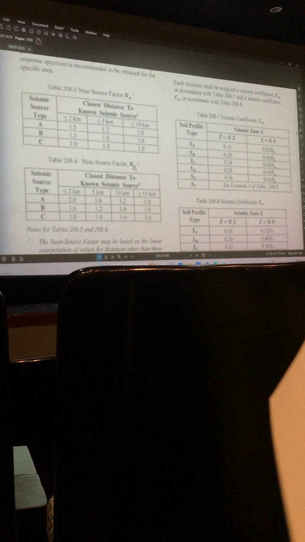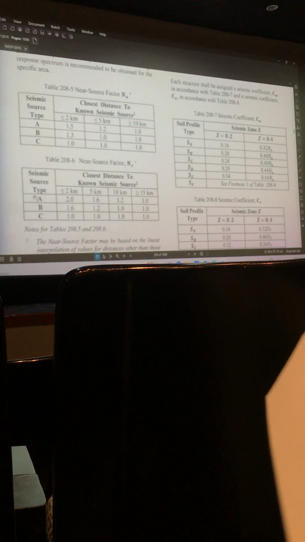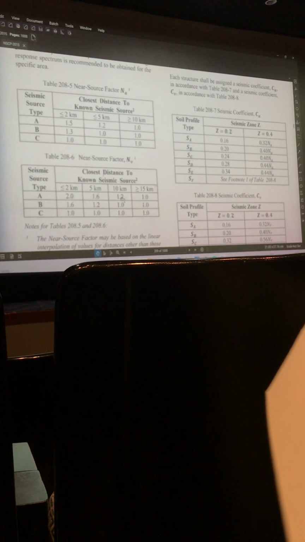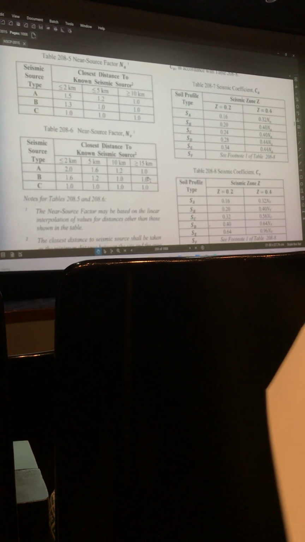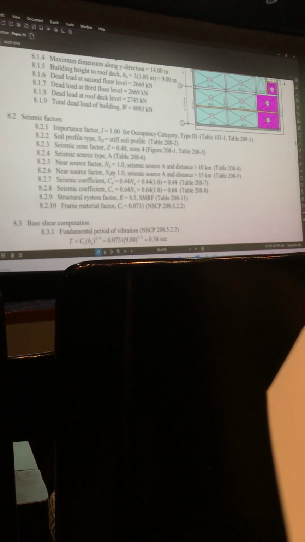This one is for the velocity coefficient. So na-diri gyapon, no? Depende sa source type. So, suppose your seismic source type is A, then it is located at a distance beyond 15 kilometers, then you have 1.0, no? If within the 10 kilometer radius, so 1.2. No? So muna siya atong ibasihan ining atong NA ug NV.